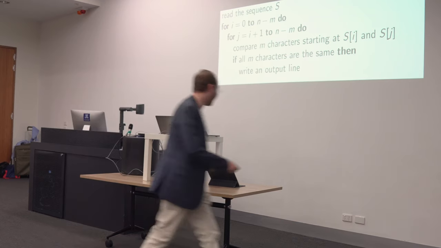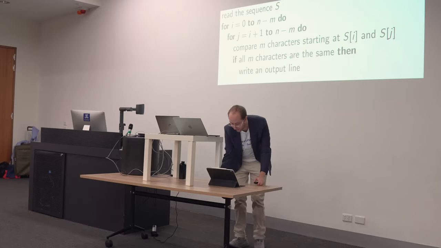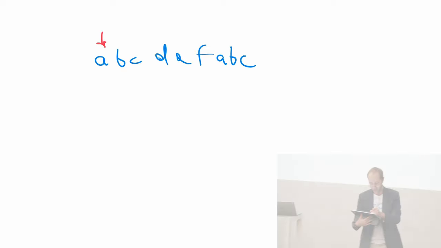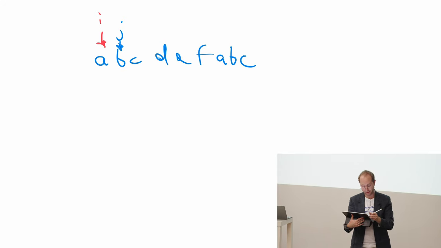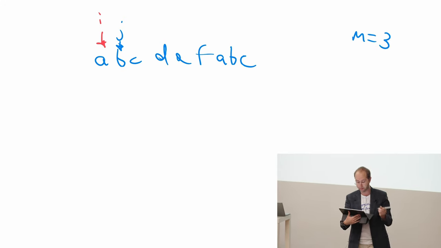So let's try this out, and we'll see on the iPad why. Let's say we have two strings that we're checking. I have A, B, C, D, E, F, and I want to look for a repeat of length 3. So i starts there, j starts here, and we'll make m equal to 3. So we're looking for repeats of length 3. Every time we're going to compare m characters, so 3 characters. So we're going to compare ABC with BCD.